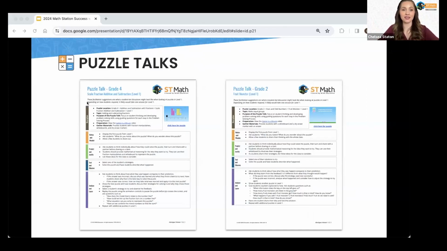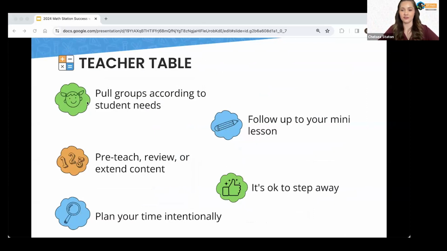The other nice thing about Number Talks is you could use these in your teacher table as well. So you could use them when you are pulling students as your lesson with your small group. And that could be more focused on what those specific students need.